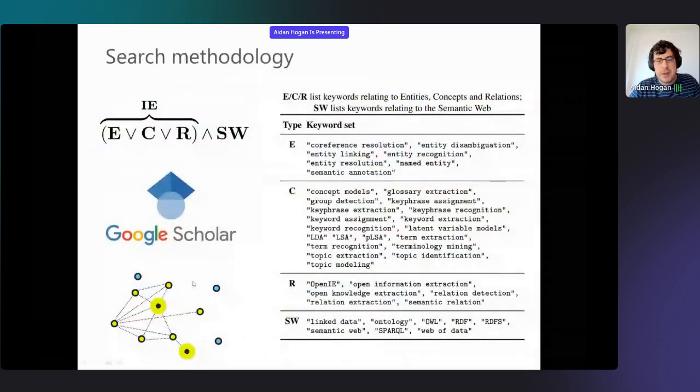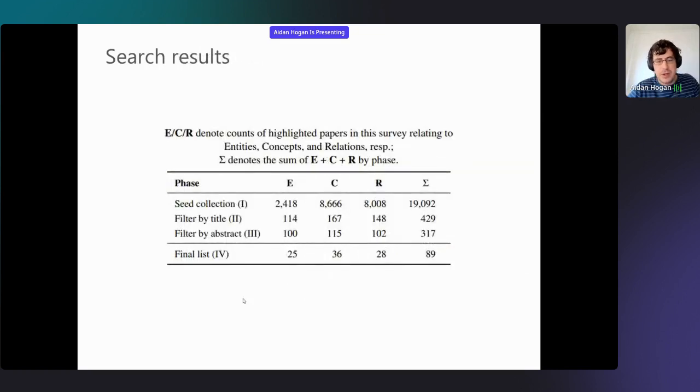So in terms of search methodology, we collected some keywords about entities, concepts, relations, and also about the semantic web. And then we took an OR over the entities or concepts or relations, and semantic web. And this created a long list of searches that we applied in Google Scholar. And then we also expanded within the citation network, papers citing other papers. We tried to find other papers that were not necessarily captured by our search terms.